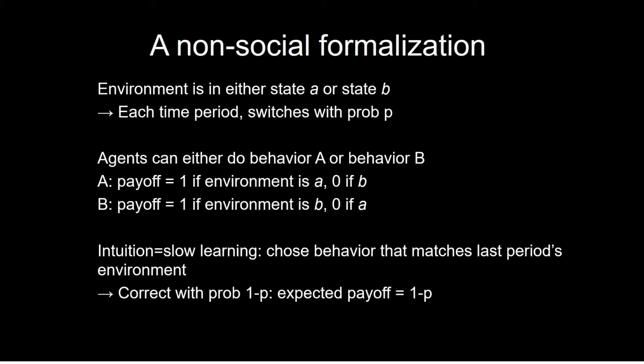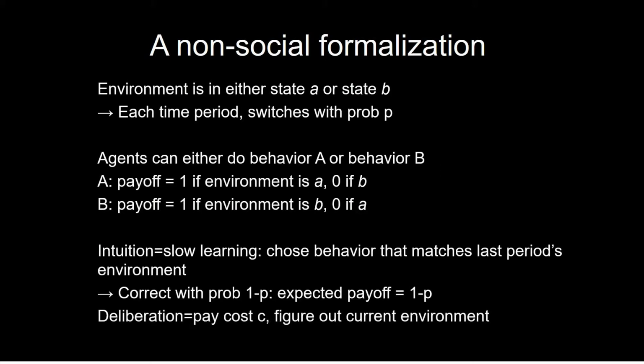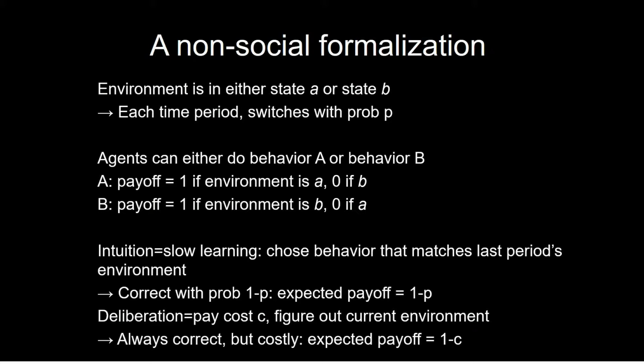And now we contrast this effortless but slow learning process with deliberation. And remember, it's costly, but in exchange it's flexible. And so if you use the deliberation strategy, that means you have to pay some cost c in order to do the stopping and thinking and figuring out what the context is, but you get it correct. And so that means that you're always right, so you always get a payoff of 1 from this sort of strategy, but you have to pay the cost c in order to get that payoff.